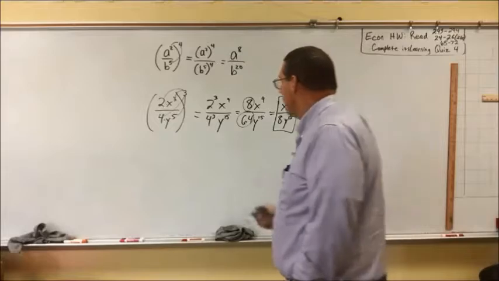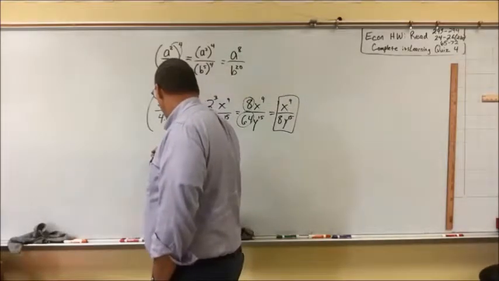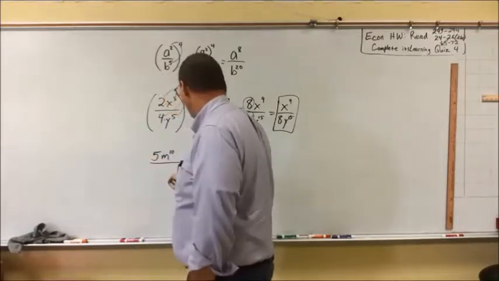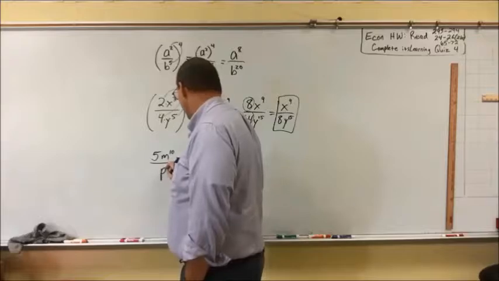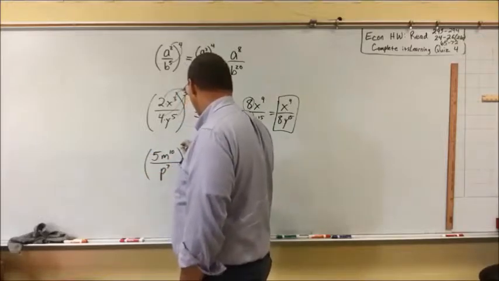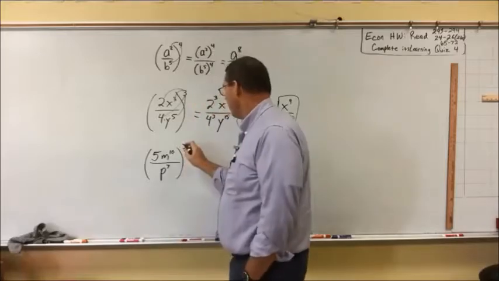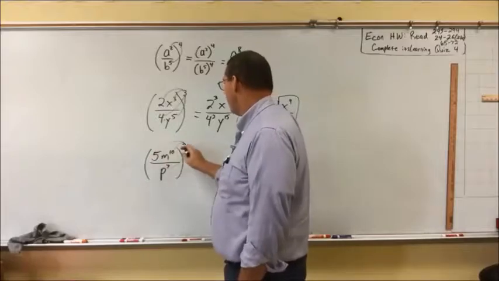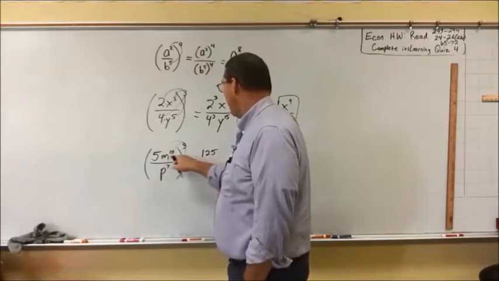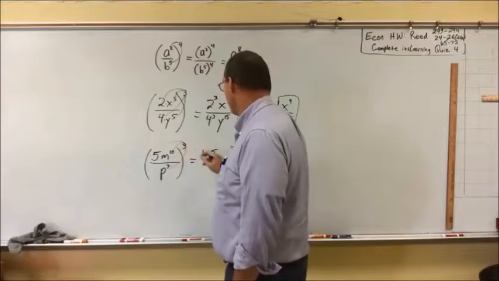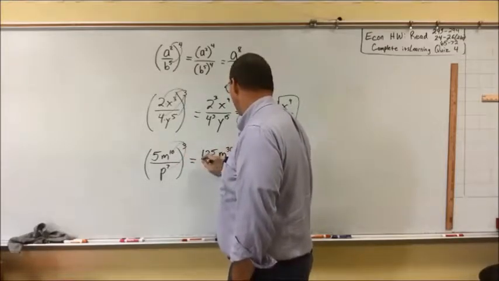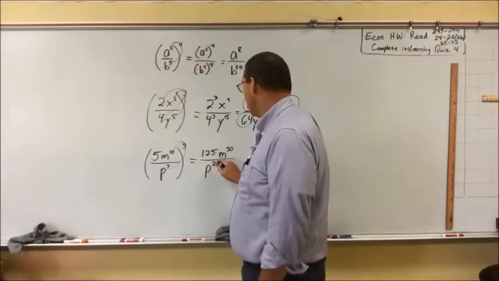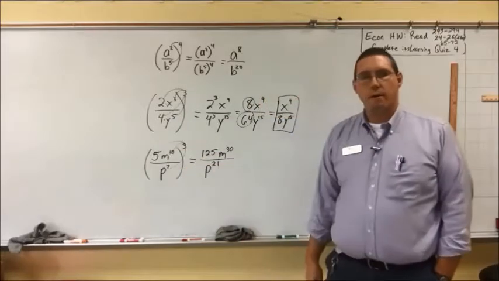Let's just do one more. Let's say that we have 5m to the 10th power over p to the 7th power. And let's say that this whole thing is to the 3rd power. So this 3 belongs to the 5, the m to the 10th, and it also belongs to the p to the 7th. 5 to the 3rd power is 125. M to the 10 times 3. 10 times 3 is 30. So that's m to the 30th over p to the power of 7 times 3. 7 times 3 is 21, so it's p to the 21st power. And this is that. Okay?